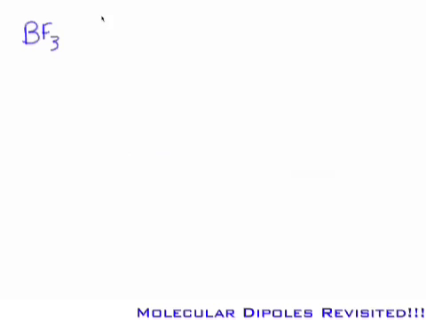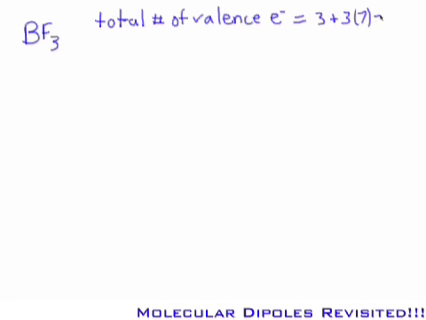Total number of valence electrons. And boron, if we look it up in the periodic table, has 3 valence electrons. Fluorine has 7, so we have 3 times 7. 3 times 7 is 21, plus 3 is 24 electrons.